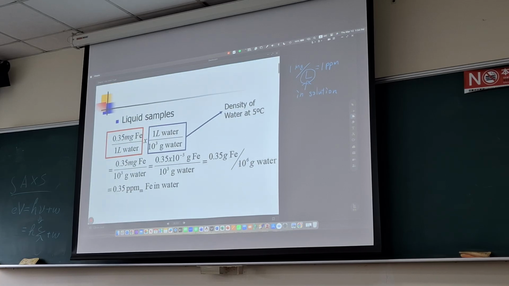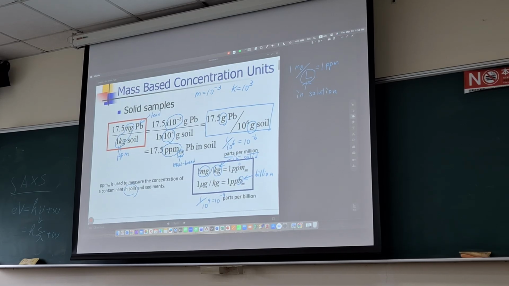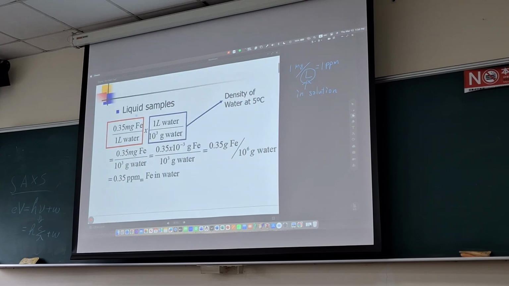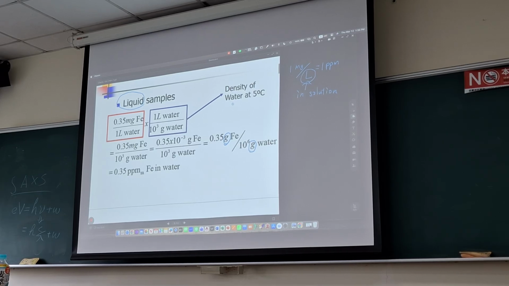Okay, let's move on to the next slides. So this is solid materials, the solid samples. How about the liquid sample? For example, we have 0.35 milligram per liter, but I already told you the answer, right? If you don't know, let's do the conversions. We need to make it into gram per gram, and this is the density of water at 5 degrees Celsius.